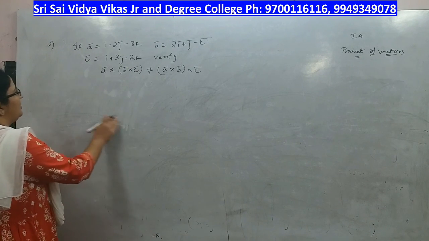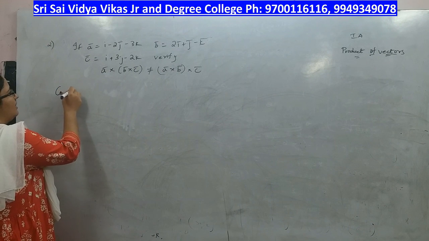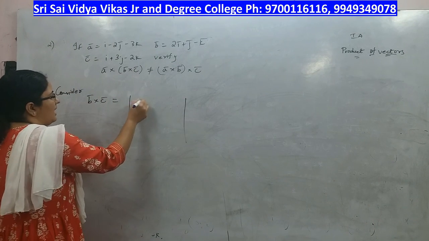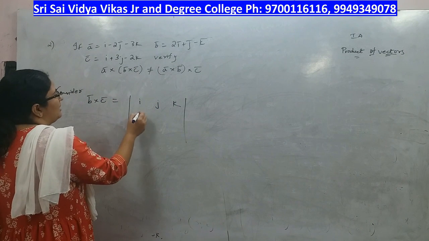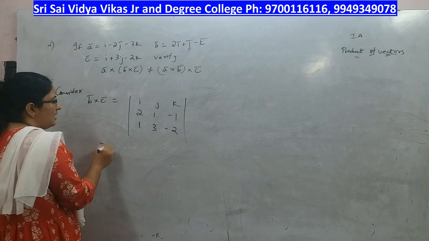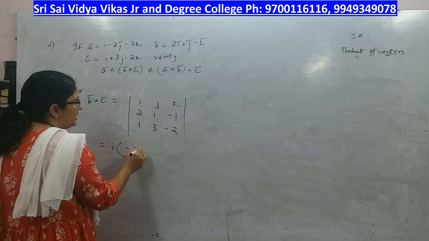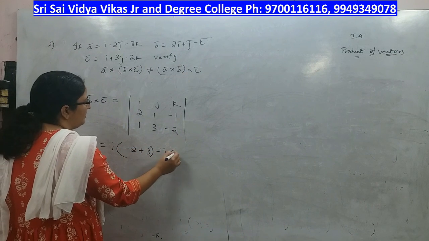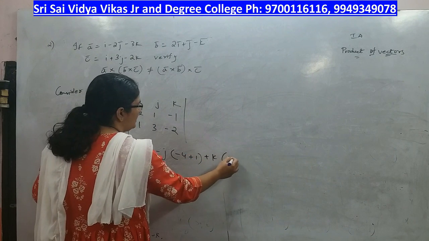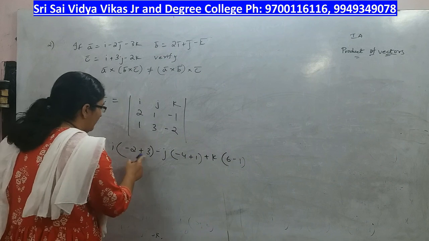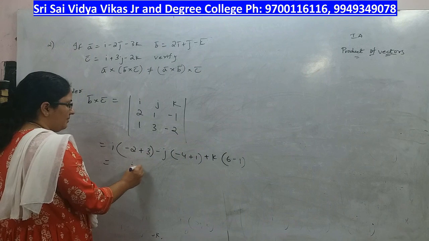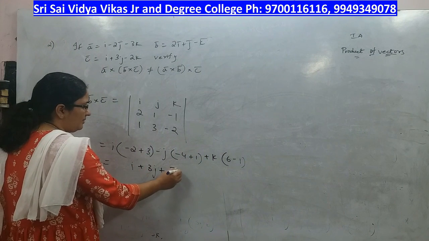So first consider b bar cross c bar. B bar cross c bar is nothing but i j k, b bar 2 1 minus 1, 1 3 minus 2. So that is i into minus 2 plus 3, minus j into minus 4 plus 1, plus k into 6 minus 1. So 3 minus 2 is 1, i 1, minus 4 is minus 3, plus 3j plus 5k.